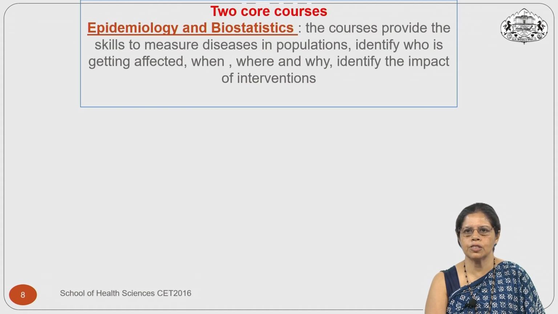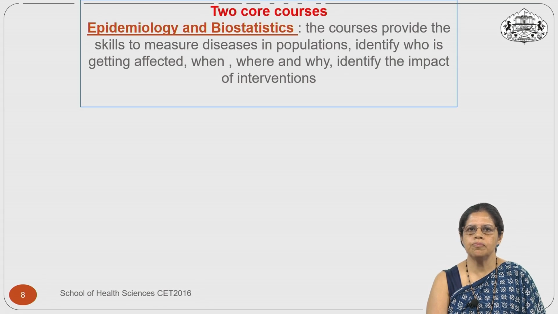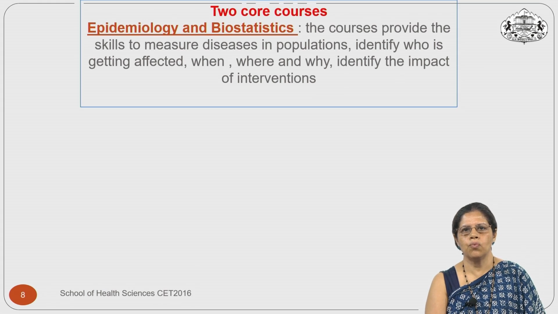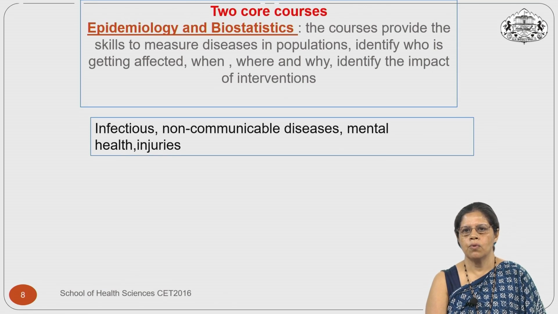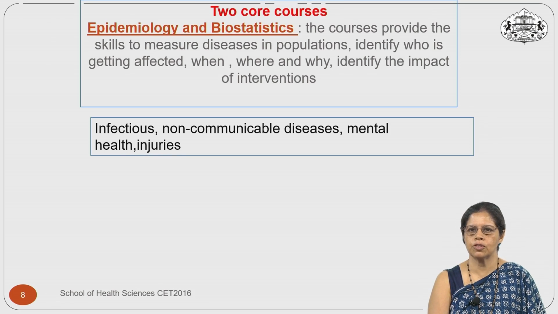Now, what epidemiology supported by biostatistics do is it imparts the skills to measure diseases in populations, identify who is getting affected, when, where and why, and identify the impact of interventions. In addition to epidemiology and biostatistics, we talk about infectious and non-communicable diseases, we talk about mental health, we talk about injuries. We talk about their global distribution, we talk about their difference in distribution between developed and developing countries, we talk about the Indian situation.